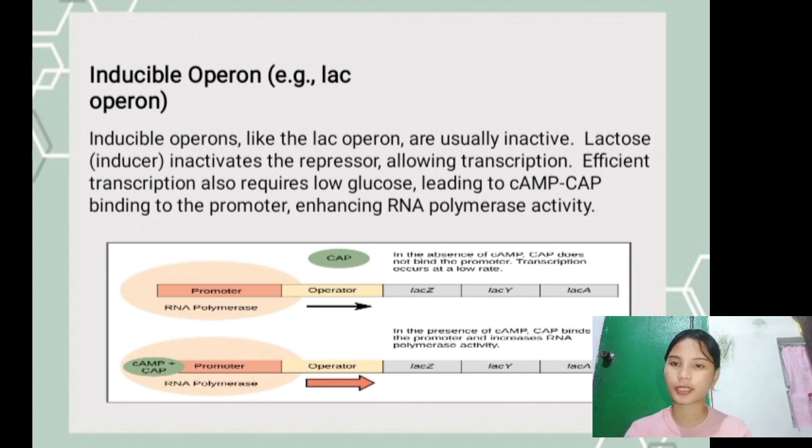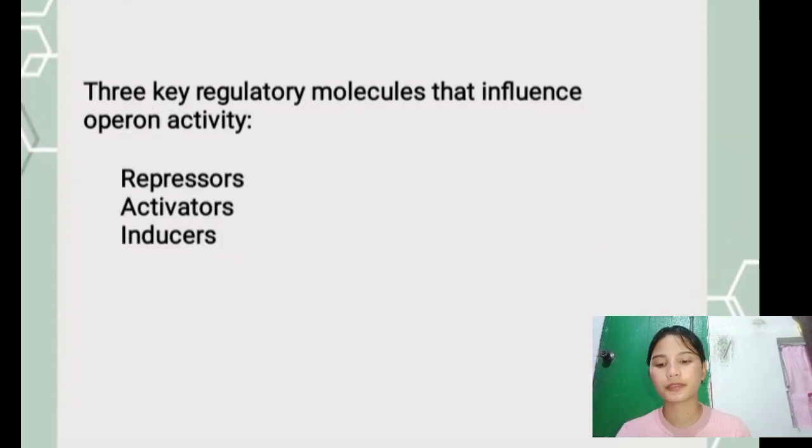Lactose is a sugar found naturally in milk or milk products. There are 3 key regulatory molecules that influence operon activity: repressors, activators, and inducers. Repressors are proteins that bind to the operator, blocking transcription.